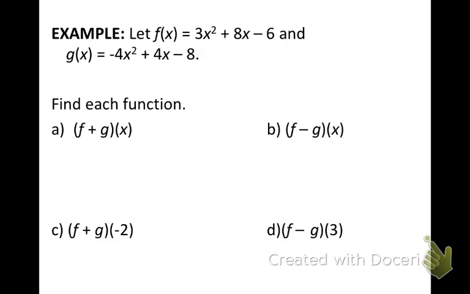Let's get our two functions written down on our notes. So function f, so f of x is equal to 3x squared plus 8x minus 6. And g of x is negative 4x squared plus 4x minus 8. And we're going to find all four of these different combinations of adding and subtracting of our functions. Okay, I'll give you a second to get set up.